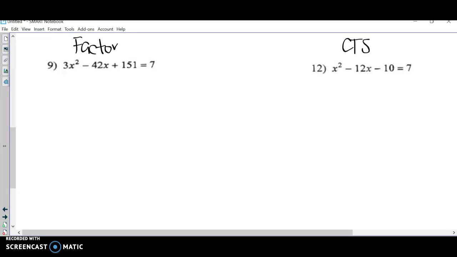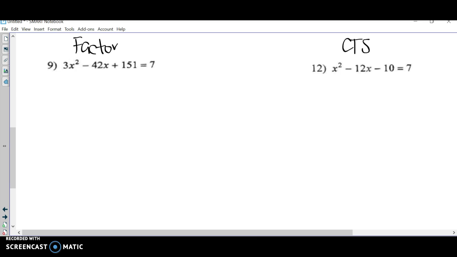Okay, so the next problems I'm going to do are number 9, which is a factoring problem, and it is a trinomial, and then number 12, which is a completing the square, hence the CTS at the top. I abbreviated it. So with number 9, starting out for factoring.